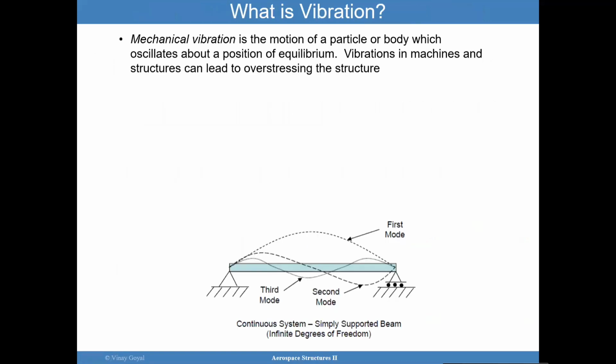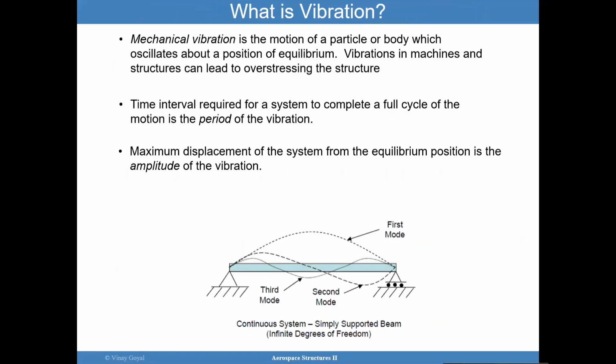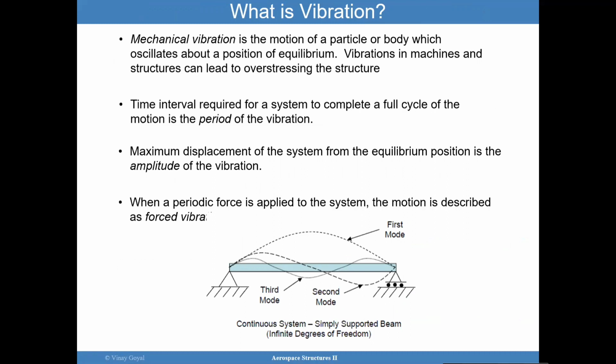But I do want to discuss what is mechanical vibration. Mechanical vibration is a motion of a particle or body which oscillates about a position of equilibrium. And so you have this beam, for example, and it can take a first mode or a second mode or a third mode. For it to vibrate in a first mode, it may be at a particular frequency. At a higher frequency, it may vibrate as a second mode. At a little bit higher frequency, it may vibrate as the third mode.